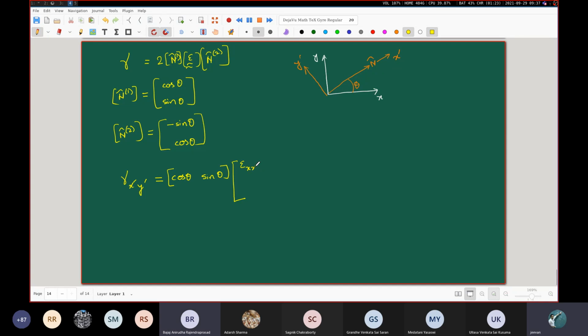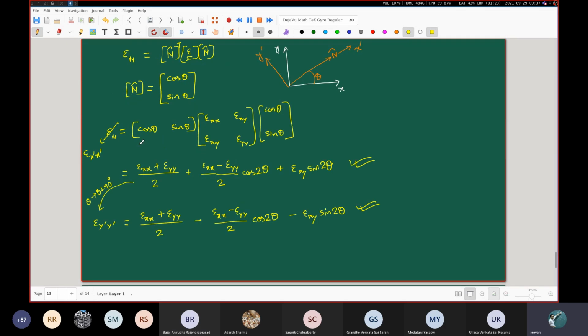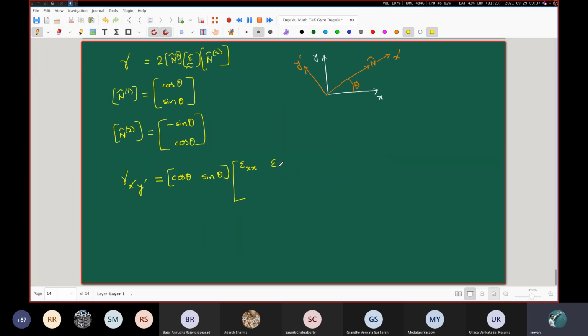So n1 and n are the same. Yes. You see, because I am interested in gamma x dash y dash, this x dash should be the same x dash that we were talking about earlier. Okay, so the normal strain along this x dash direction is this, and the shearing strain associated with this x dash and y dash is what we are going to derive now.